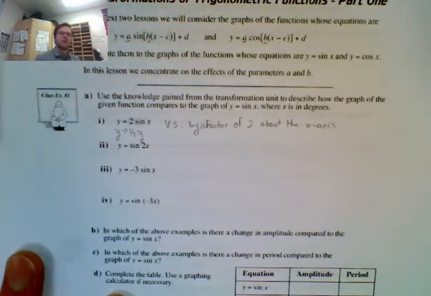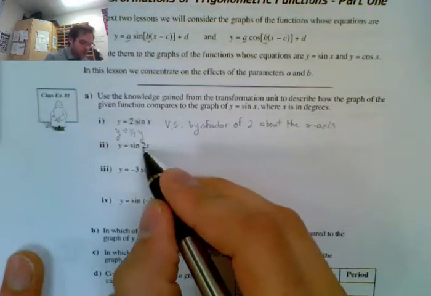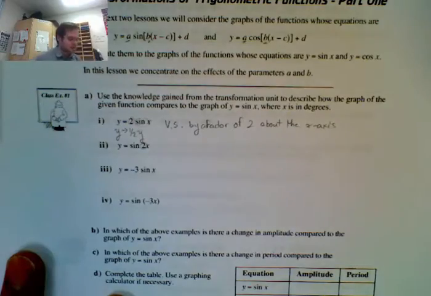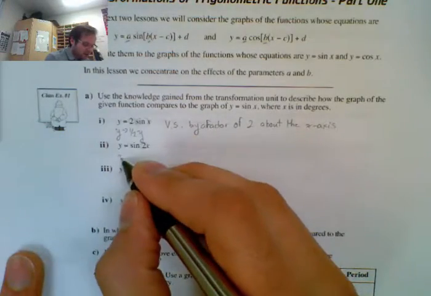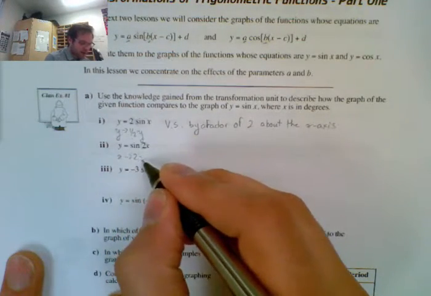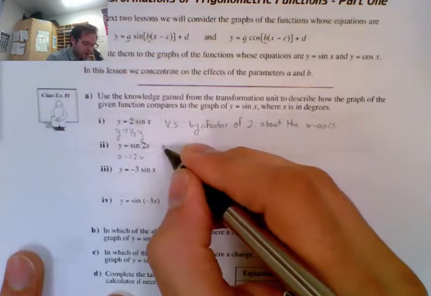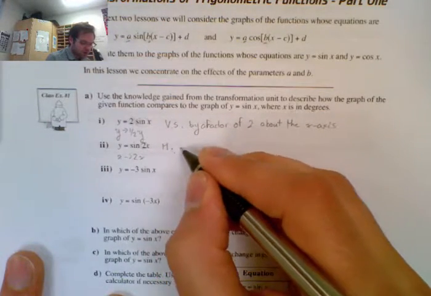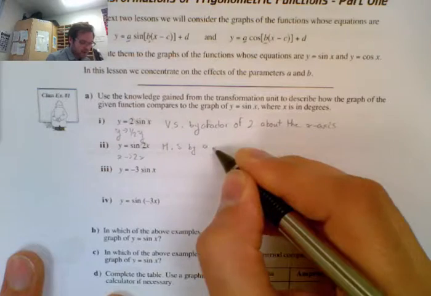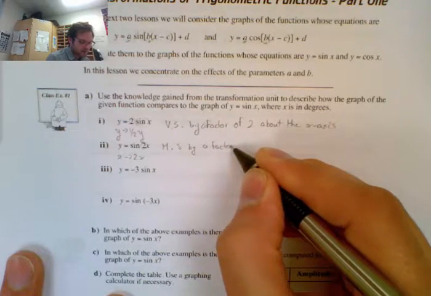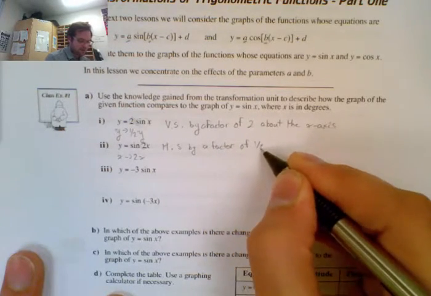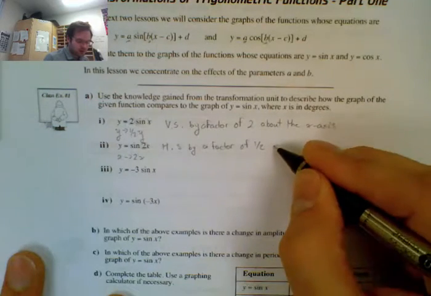Now here we have my 2 by the x. So that's like saying x got replaced with 2x. So this means we have a horizontal stretch by a factor of 1/2 about the y-axis.